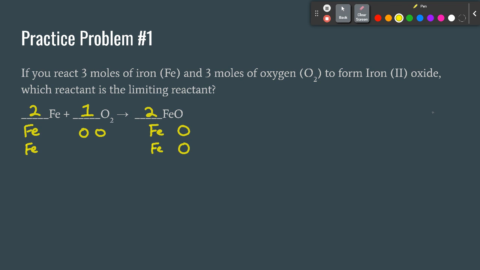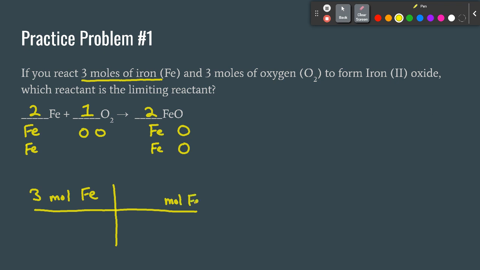All right. We're going to do a T-chart for iron first. And we use the quantity of iron in the question. 3 moles of iron is what we start with. We are looking for how much product we make. Our product is FeO. So I'm going to put moles of FeO in the top right. I have to match my units, so moles of Fe have to go in the bottom right.